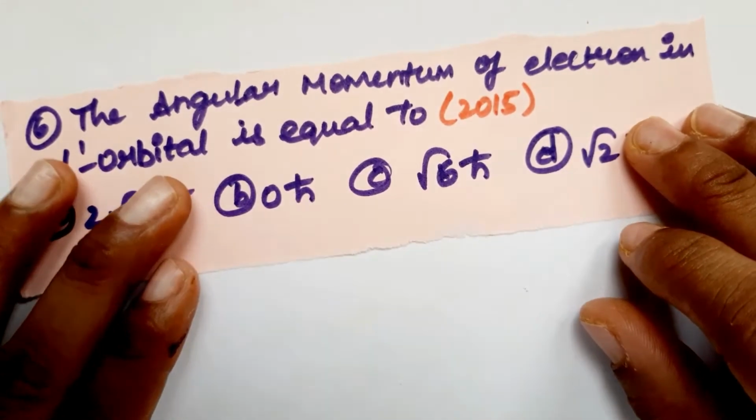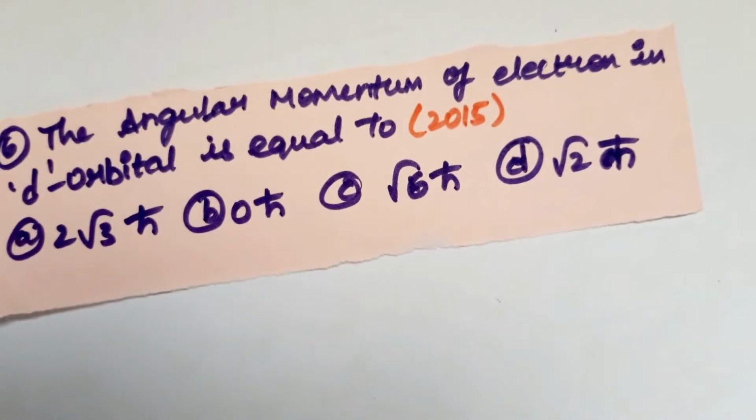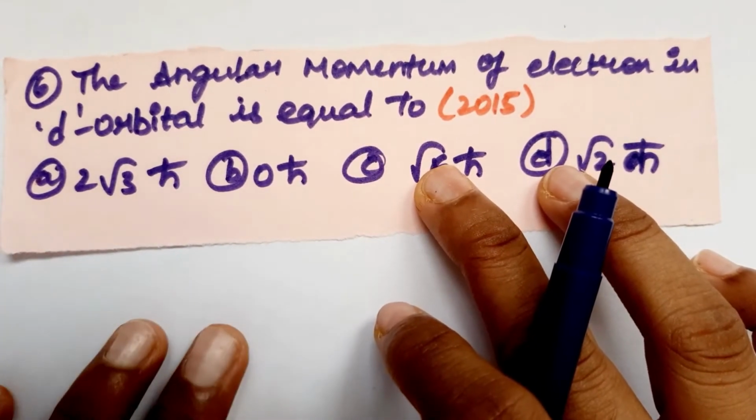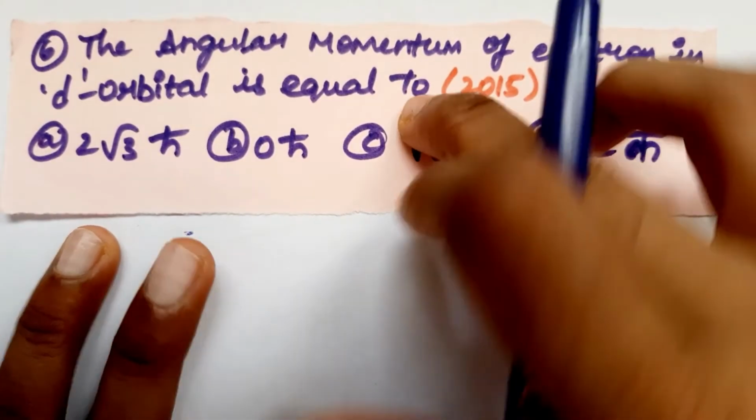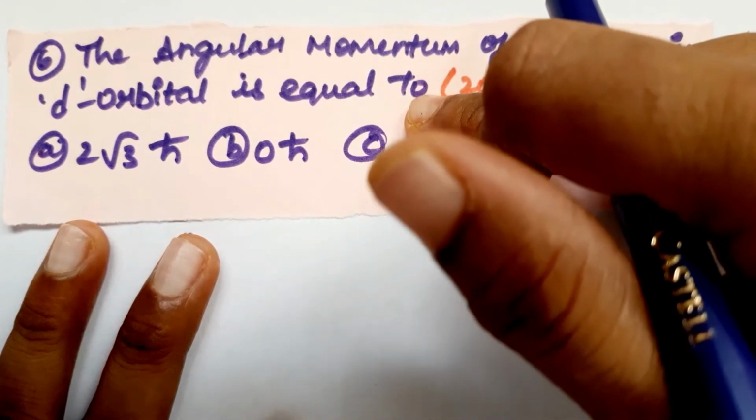Now observe the next question. Sixth question, if you observe, see the angular momentum. The angular momentum of an electron in a d orbital is equal to. This is given in 2015.